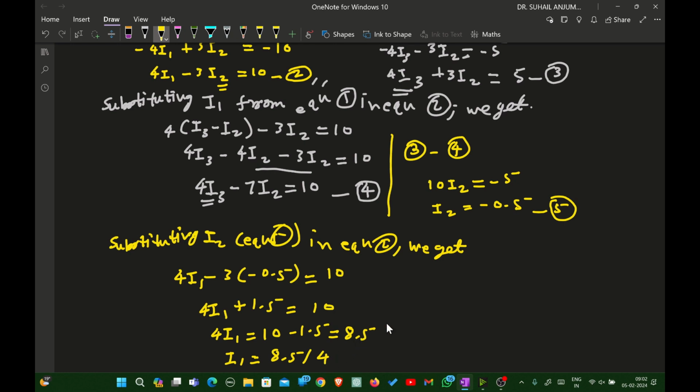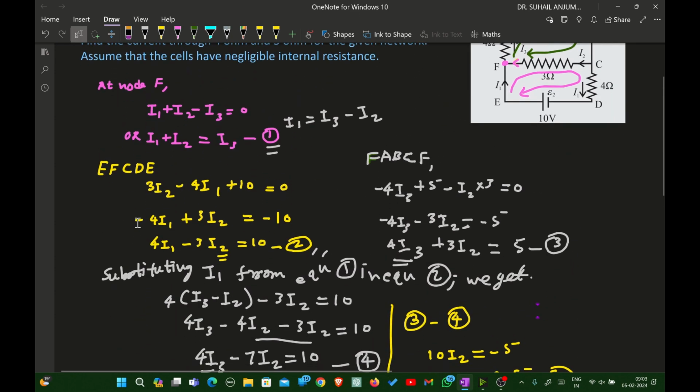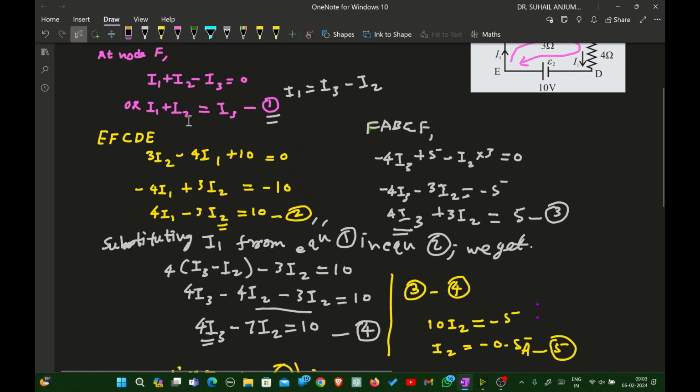8.5 divided by 4. Now, if you calculate this value, it comes out to be I1 is equal to 2.12 ampere. Of course, this is also ampere. So, this is our equation number 6. Now, we can substitute this I1 value in equation number one, which gives us I1 plus I2 is equal to I3.